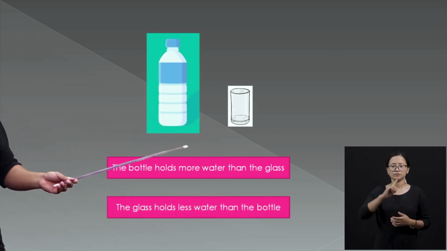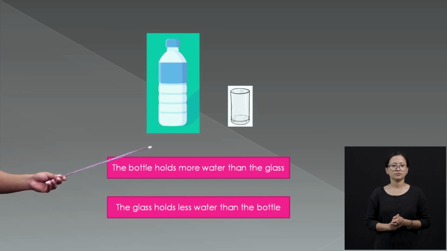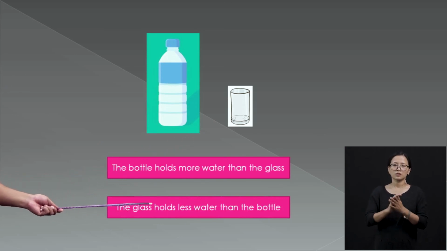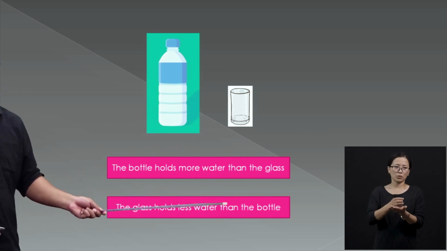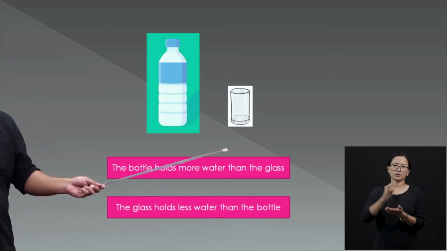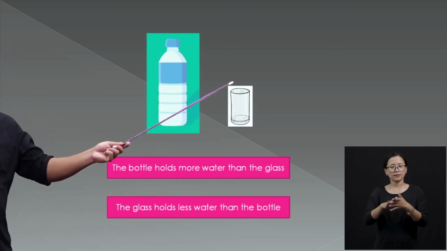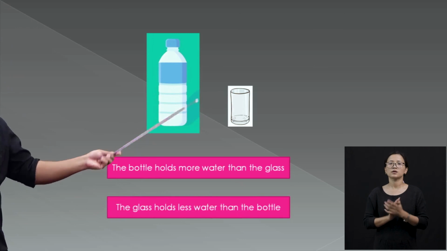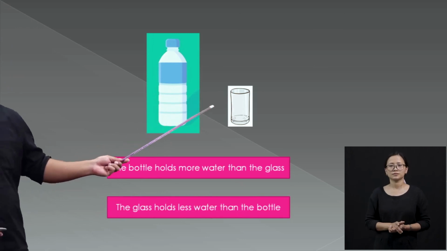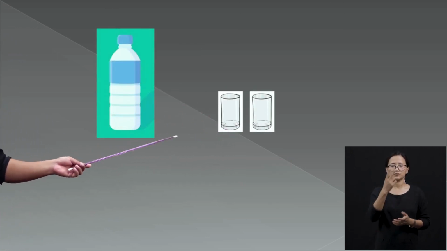In the next example, we can also say like this: the glass holds less water than the bottle, right? That means this glass has less water than this bottle. Okay? And finally, we can also look at this example.